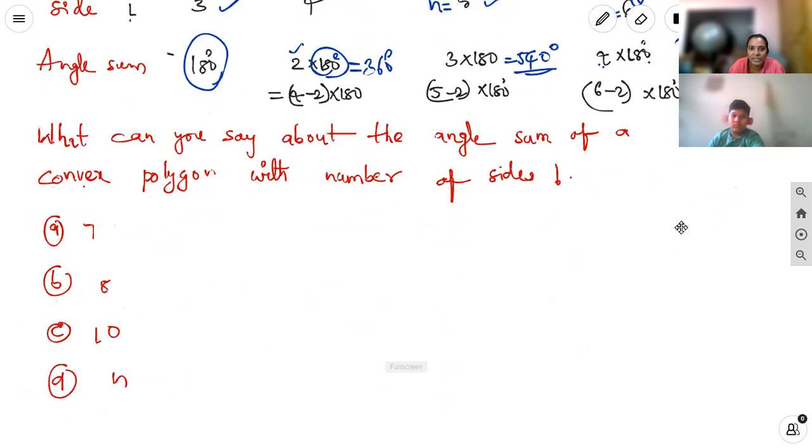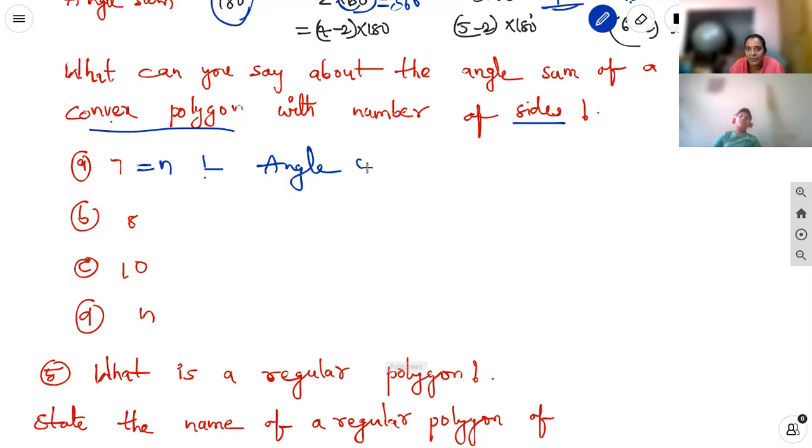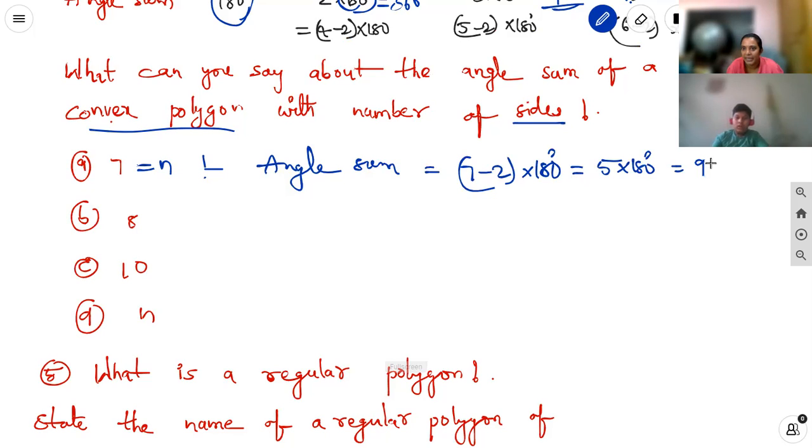Here, what can you say about the angle sum of the convex polygon with the given number of sides? They have given the number of sides. In the first case, n equals 7. So, angle sum equals (n minus 2) into 180 degrees: 7 minus 2 into 180 degrees, that is 5 into 180 degrees. 5 eighteens are 90, so 900 degrees.